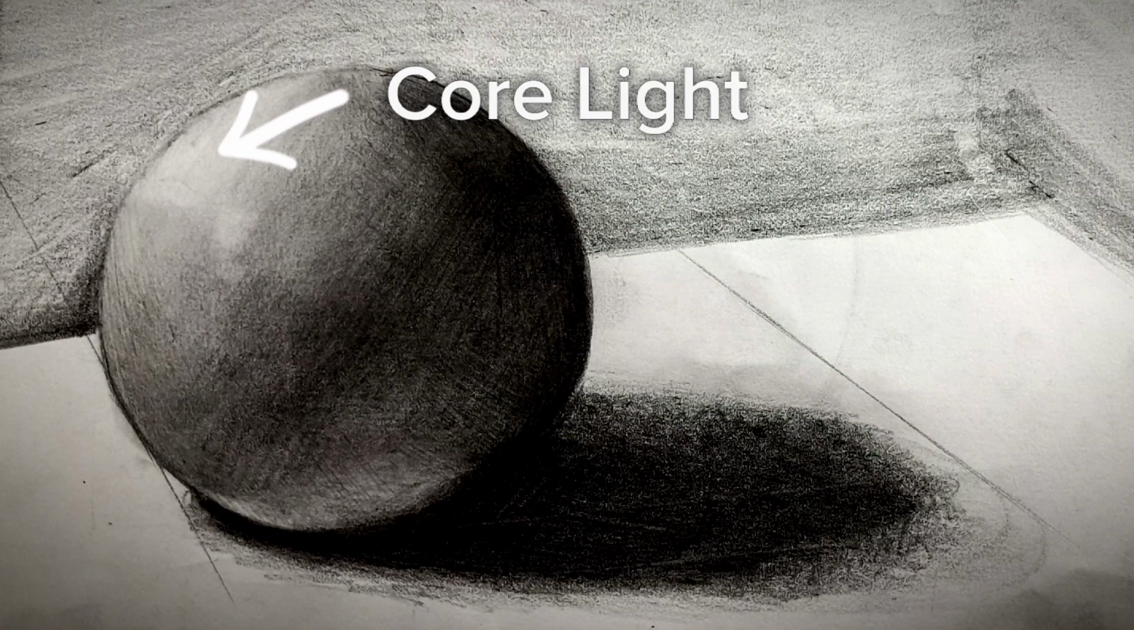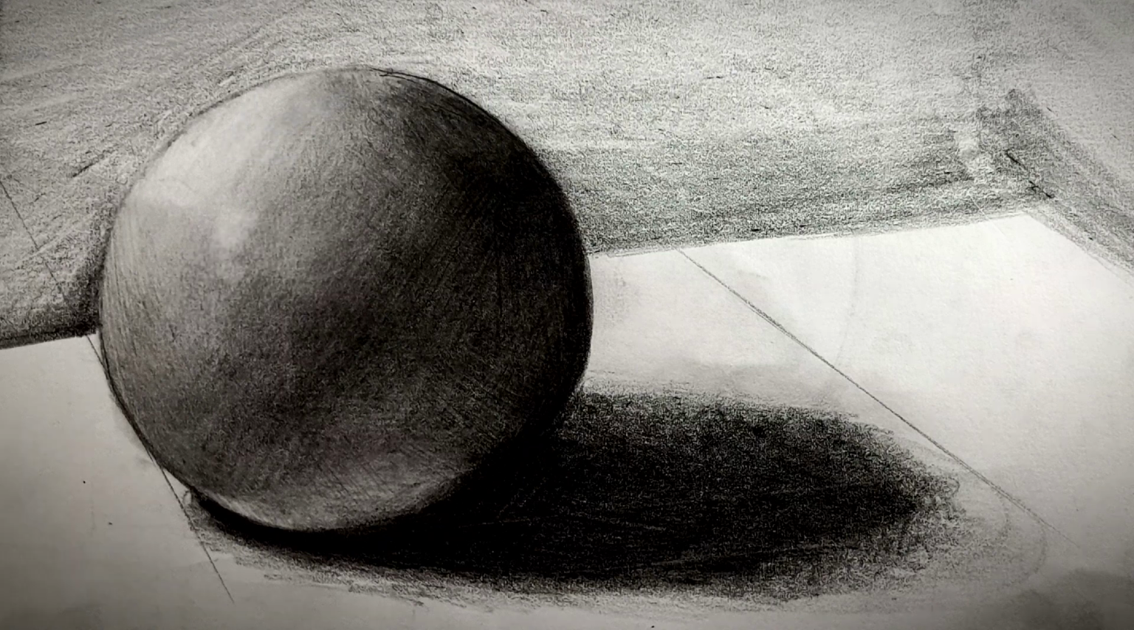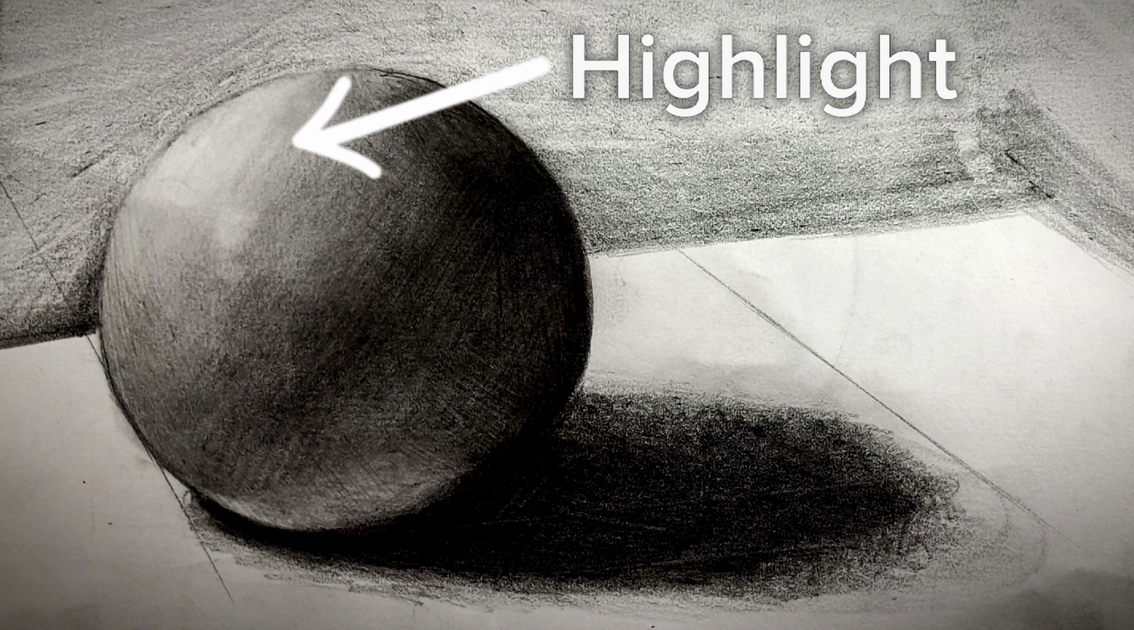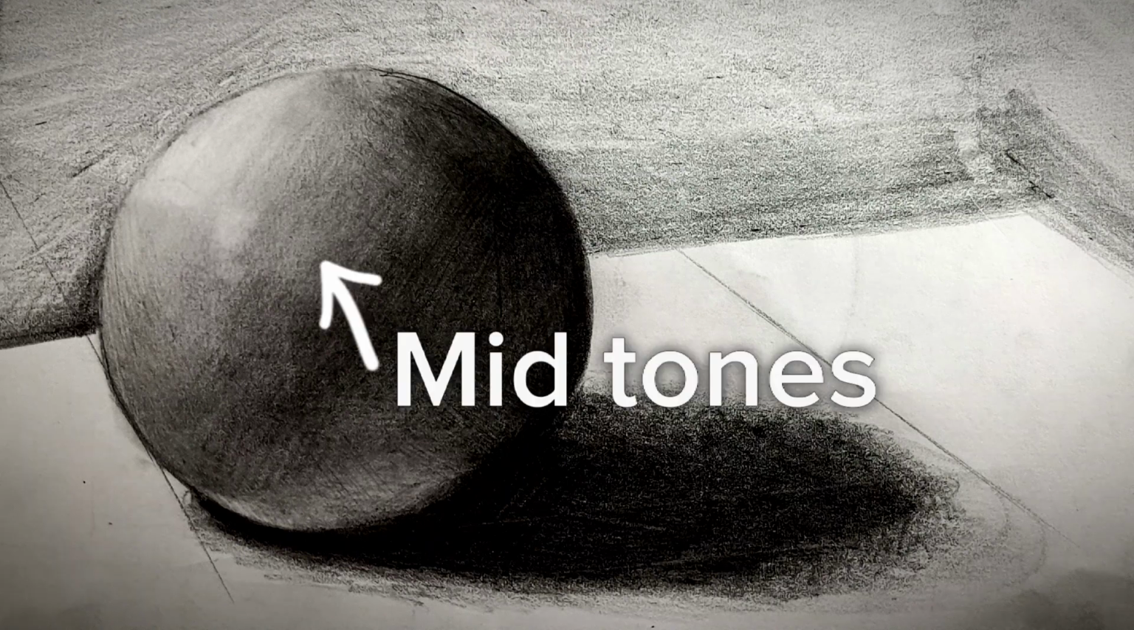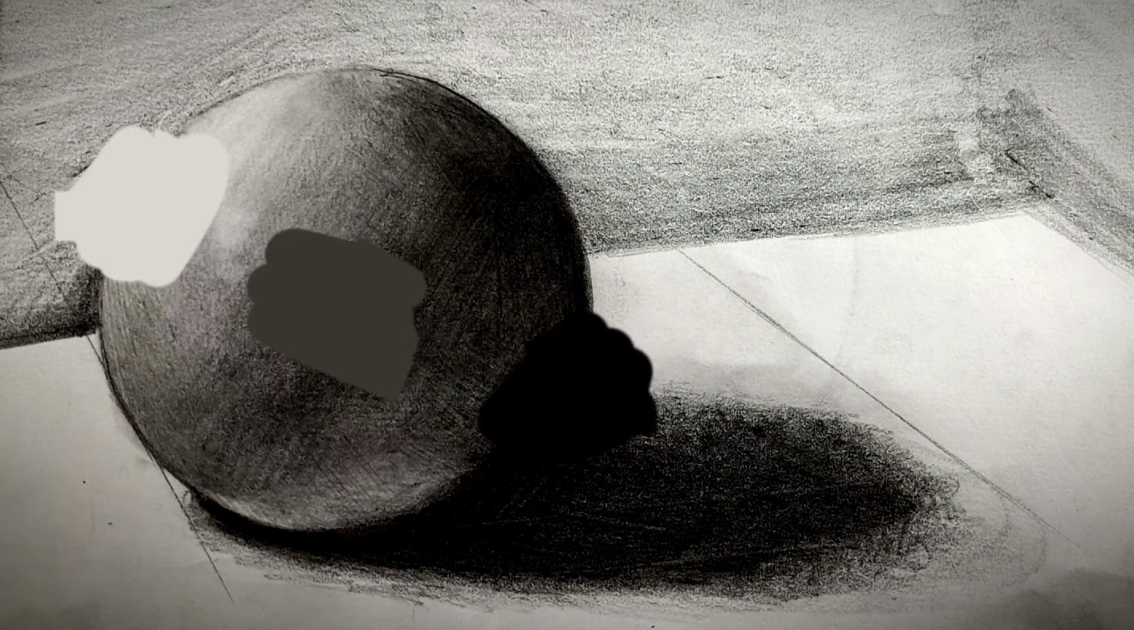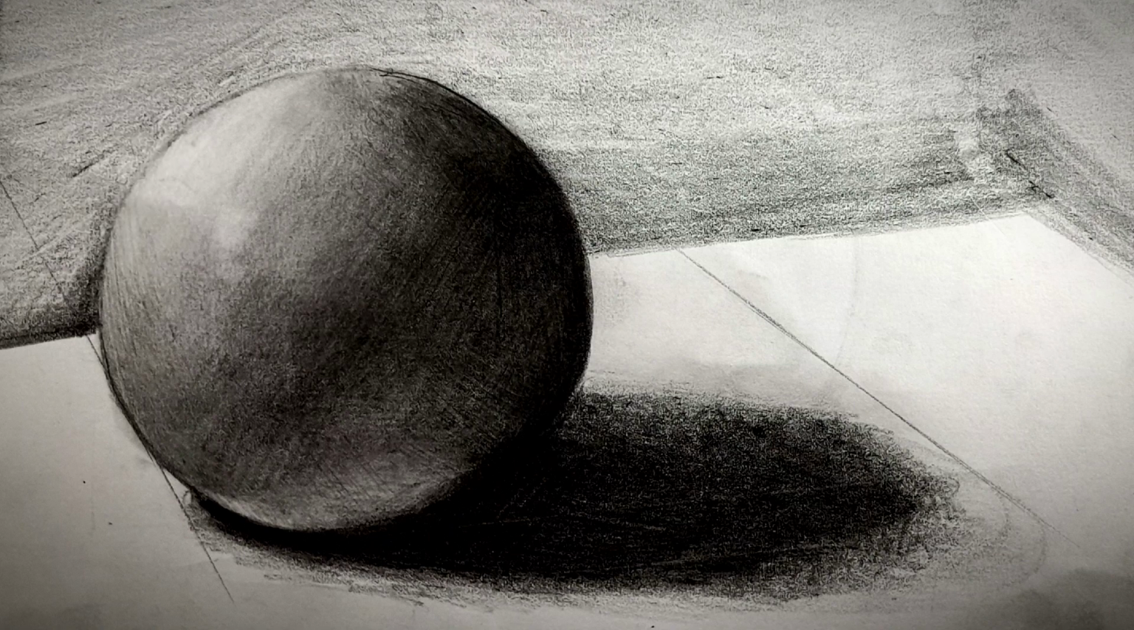Like core light, this is the brightest area of an object where the light is directly hitting it. It is usually the lightest value in your drawing. Next is highlight. This is the area of the object where the light is reflecting off the most. This is often the second lightest value in your drawing and is slightly darker than the core light. Next is midtones. These are the values that fall in between the lightest and the darkest area of the object. They help to create the three-dimensional form and texture of the object.